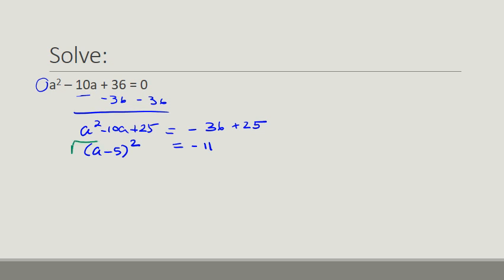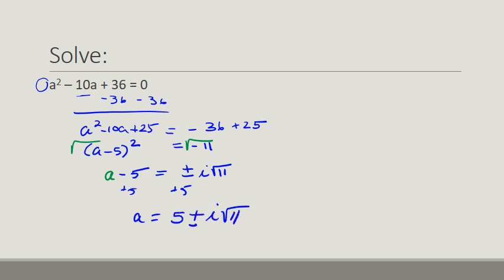So again, I'm going to take the square root of both sides, and I'm going to get a minus 5 equals plus or minus i root 11. And then if I add 5 to both sides, my solutions are going to be 5 plus i root 11 and 5 minus i root 11.